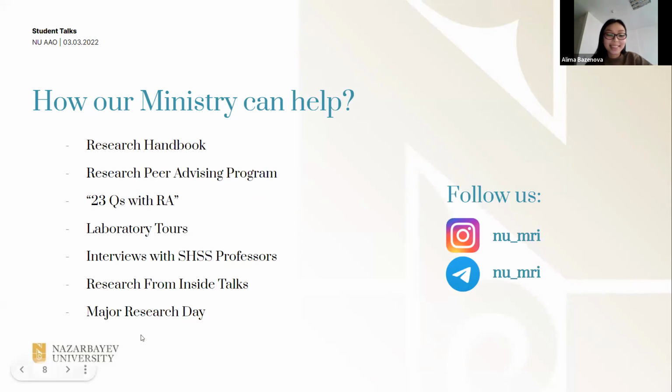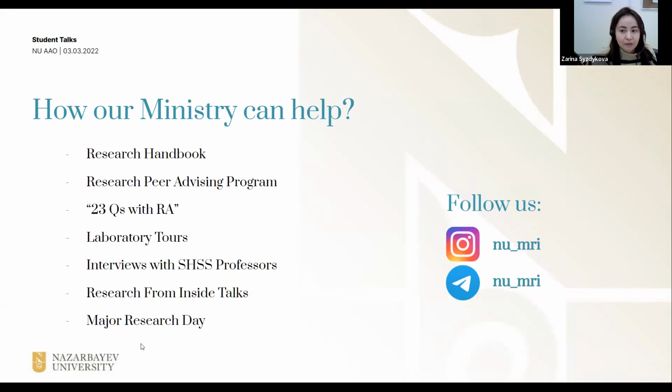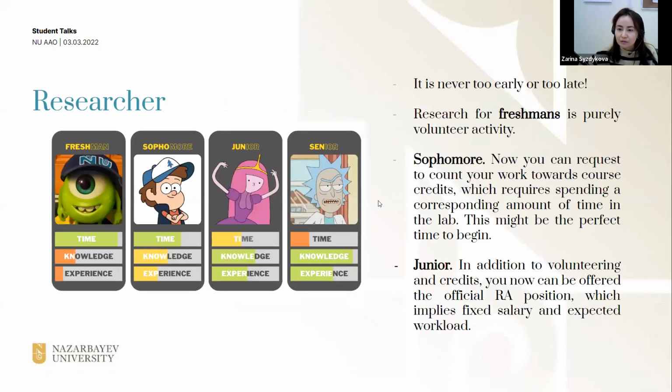Thank you, Alima and Madina, for your presentation. I think we really found it useful. We see that first-year students cannot apply for credit-based or paid research assistant positions, but they can still look for opportunities now and join research activity in a professor's team. So please get in touch with the Ministry of Research and Innovation to know more about these research opportunities.